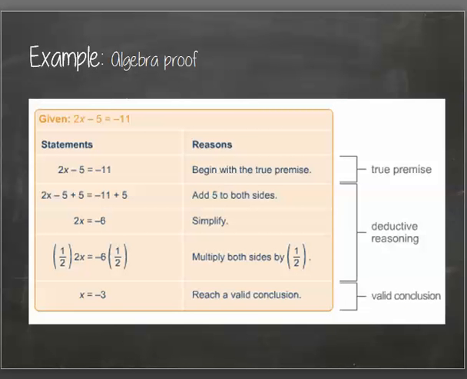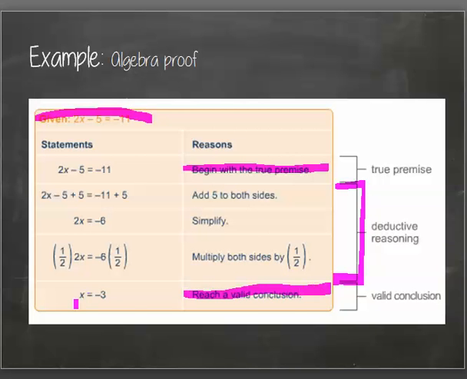Here's another, an algebraic proof. We're given this equation, and we know that we have to get to an answer. So we start with the equation, and we can state it because it's a true premise. Then we go through all of this deductive reasoning, just doing the steps to get there. Then we reach a valid conclusion that x equals -3. So again, we're just talking about the parts of our proof, and later in a video we will show you how to actually write a proof.